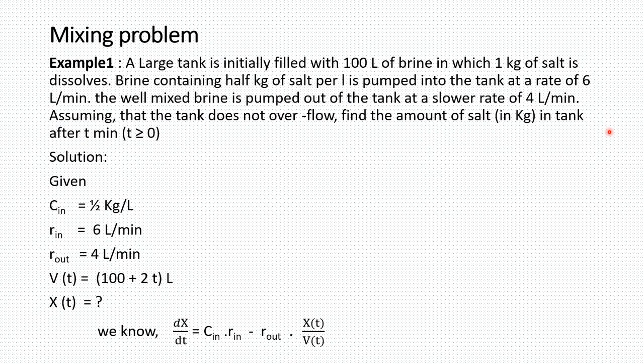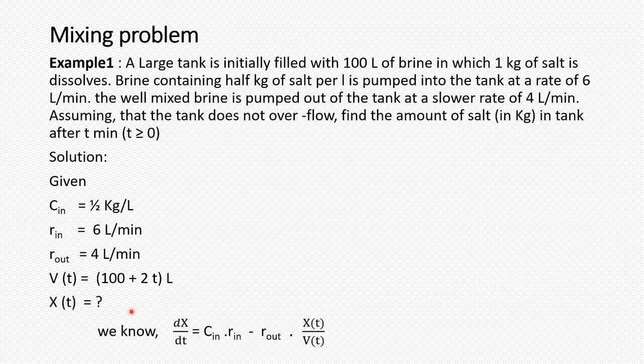Solution. Given, C in is equal to half kg per liter, R in is equal to 6 liters per minute, R out is equal to 4 liters per minute, V(t) is equal to 100 plus 2t liters. 100 liters is given, and rate of flow in is 6 and out is 4. So at time t, salt water present is 6 minus 4, that is 2t plus 100.